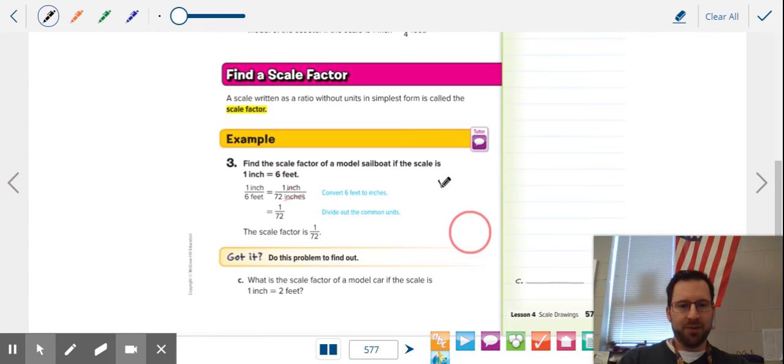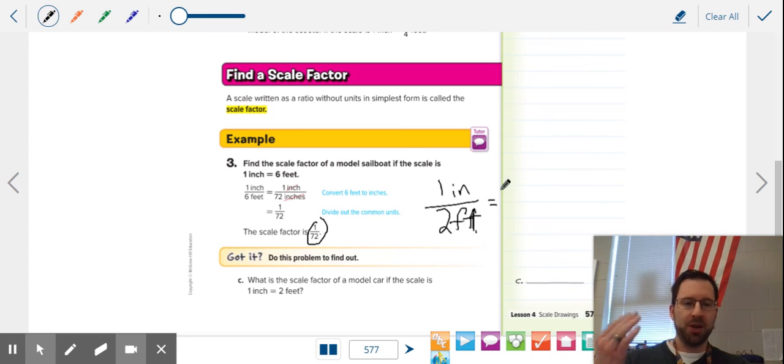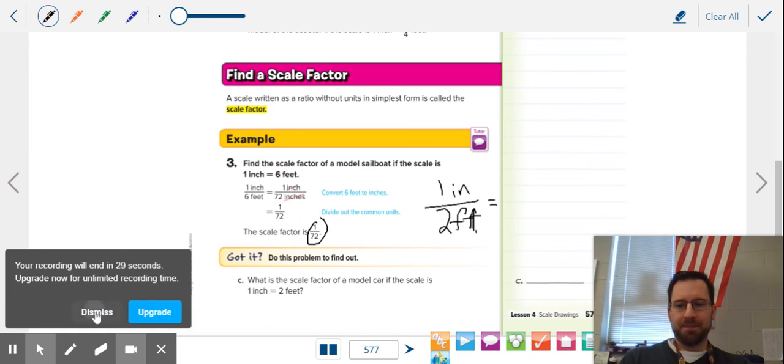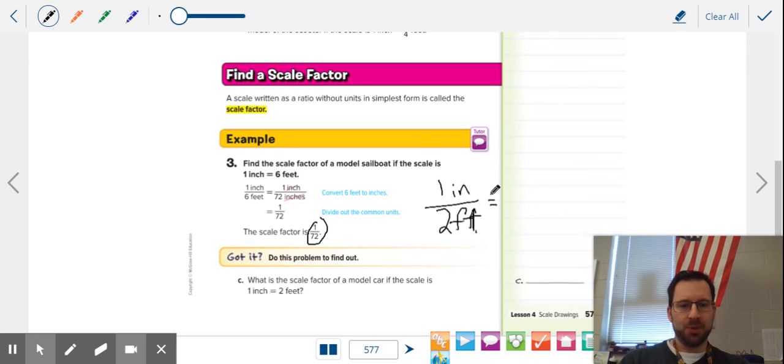So how do we find scale factor? First, we write our scale as a fraction. And scale factor is always 1 over something, pretty much. It's telling you how many times bigger it is. So we need one of the numbers to be 1. So usually the one on top. The ones we're going to be doing, they will be.